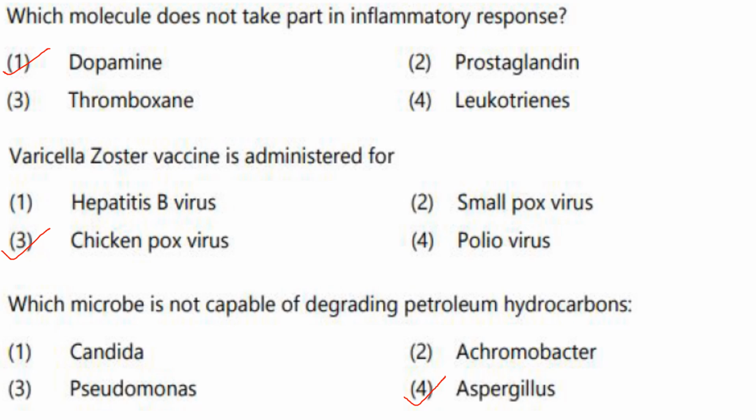Then next one, varicella zoster vaccine is administered for, so it is against chickenpox virus. Answer is option 3. Then next one, which microbe is not capable of degrading petroleum hydrocarbons? So it is Aspergillus that is not able to degrade petroleum hydrocarbon compounds, whereas all the others given in the options can degrade. Aspergillus is usually degrading cellulose, starch, protein, and is also involved in antibiotic production.